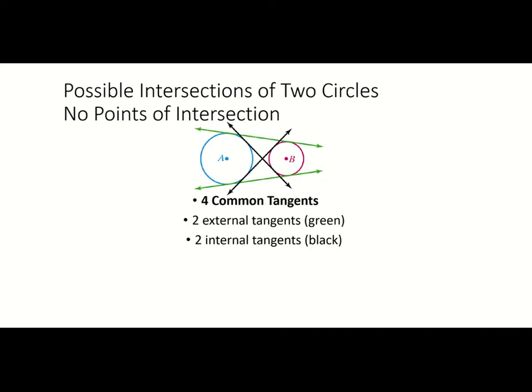Right, and then here on this slide, we have two circles that don't touch, so they don't have any common points. But if you have two circles, you can have four common tangents. So you can have the two green tangents on the outside, or within the inside, you can see the two lines meeting in an X. You can have other lines meeting the two circles to be tangent to those circles.